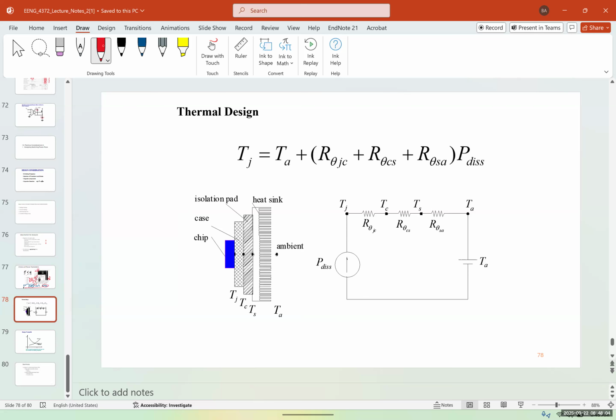This is an example that shows a transistor, a chip with its casing, the isolation pad, and the heat sink. And the thermal dissipation of each part is shown with TJ, TC, TS, and TA. And the dissipation power that we have is basically because this acts like a heater, and all the lost power is dissipated as heat. So TJ here would be TA plus R theta JC plus R theta CS plus R theta SA, which are the internal resistance that we have in the system.